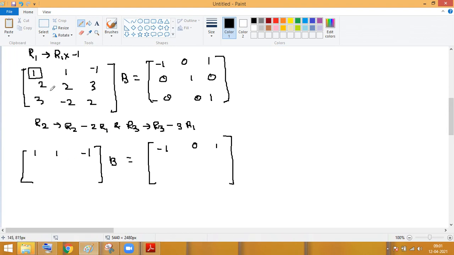How will it happen? Second row is doing R2 tends to R2 minus 2 times of R1. Meaning double everything and subtract. So 2 minus 2 is 0, 2 minus 2 is 0, and 3 minus of -2 is 5. Okay. Now multiply by 3 times and subtract from this. So 3 minus 3 is 0 and -2 minus 3 is -5. 2 minus of -3, how much will it be? +3. So it will become 5.